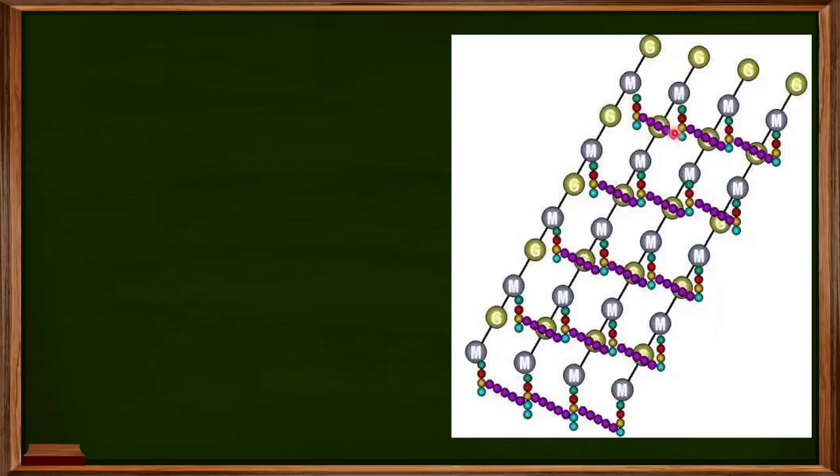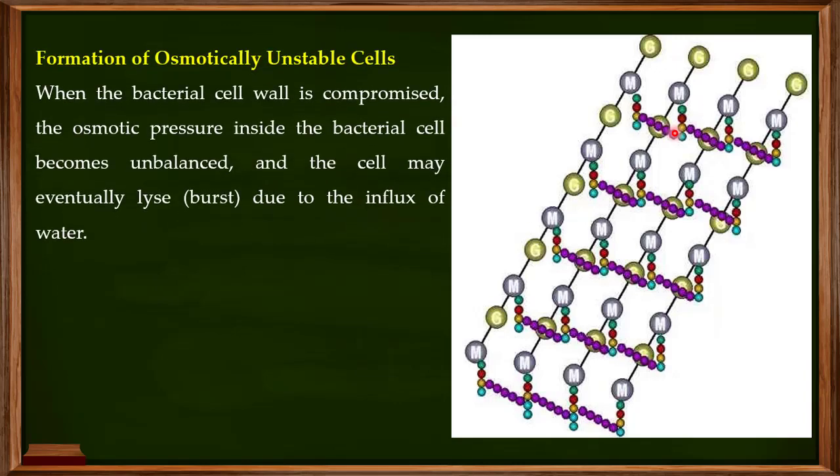When that is lost, the overall stability of the peptidoglycan layer is gone, and that leads to the formation of osmotically unstable cells. The bacterial cell wall is compromised, in this case because of the function of elastase. And in my last video, I told you that when you break the beta-1,4 glycosidic bonds of the NAG and the NAM, that also leads to structural instability of the cell wall. So the mechanisms are different.